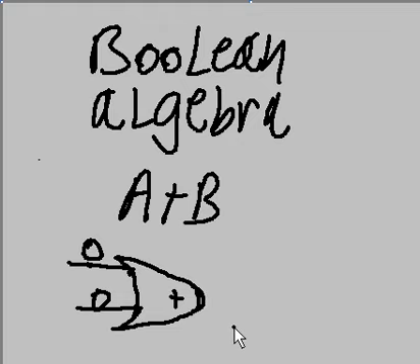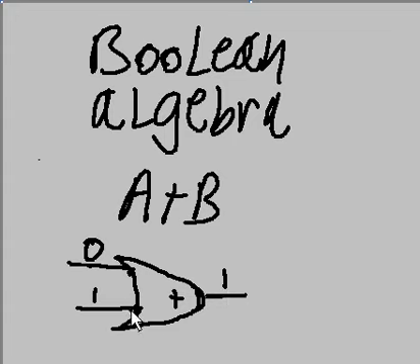I better put it this way to make my life easier. That wasn't too easy. All right. If you have a 0 or a 0, you're getting a 0. If you have a 0 or a 1, you're going to get a 1.